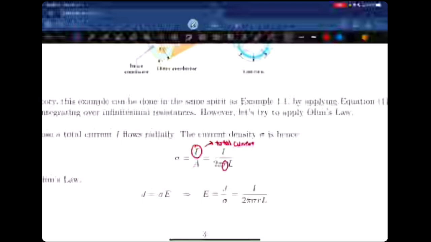So this method is equivalent to just integrating resistances. If you wish, you can try using the method, but it's the same thing.